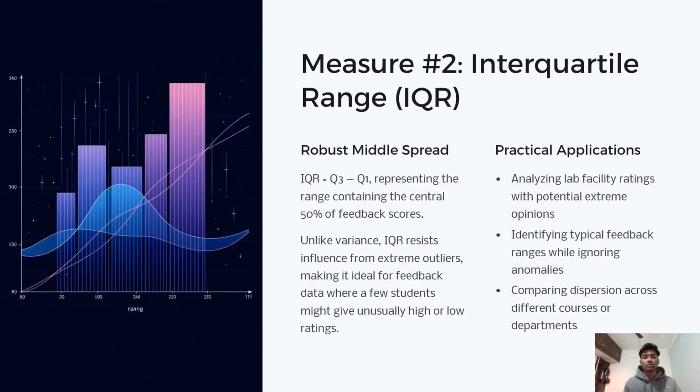Now, number two, interquartile range, denoted by IQR. IQR focuses on the middle 50% of the data, from the first quartile, Q1, to the third quartile, Q3. This makes it less sensitive to extreme values. It's very useful when analyzing lab facilities or feedback where a few students might give extreme ratings. IQR helps us understand the typical experience while filtering out extreme outliers.